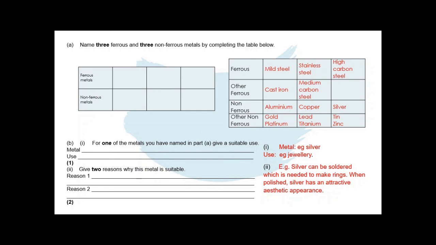So with a question like this, because it's asking to use your answer from part A in part B, if you don't get part A right, you then can't get the rest of the marks for the rest of the question. So it's important you get the first part right. So if you think of something like silver, then obviously it can be used for something like jewellery. And then why is that suitable? Because it can be soldered to make rings, it can be polished so it's attractive and it looks nice.